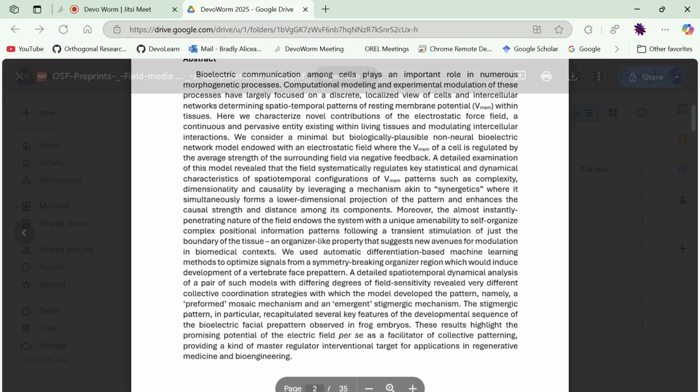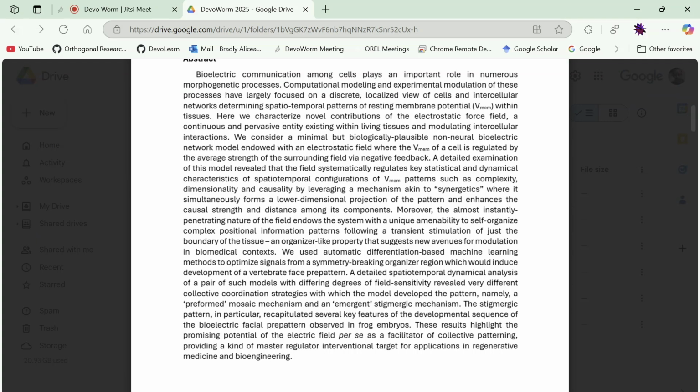These results highlight the promising potential of the electric field per se as a facilitator of collective patterning, providing a kind of master regulator interventional target for applications in regenerative medicine and bioengineering. So he's been working in this direction of trying to find ways to build in these regulatory systems for things like synthetic biology or bioengineering, where you're trying to pattern different types of higher order tissues, or patterns on tissues, or organize things like faces from a group of tissues.